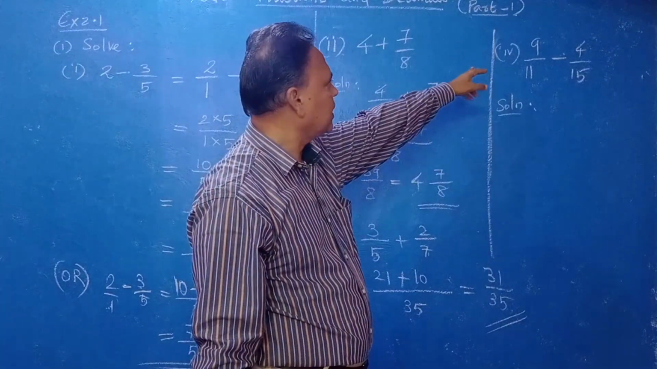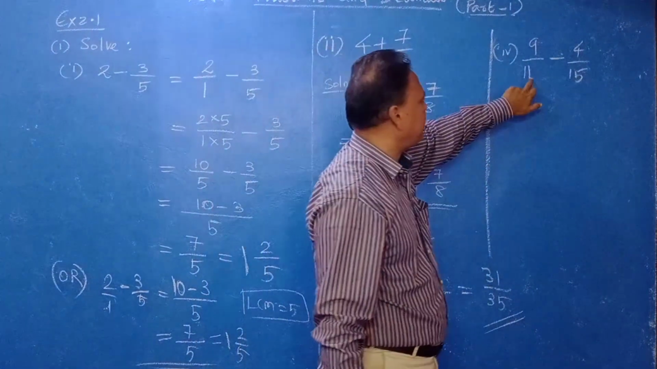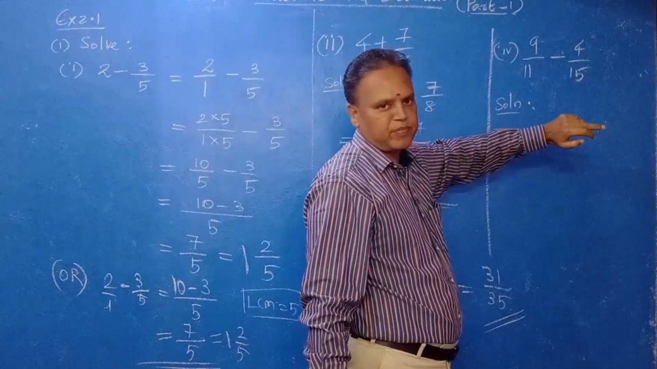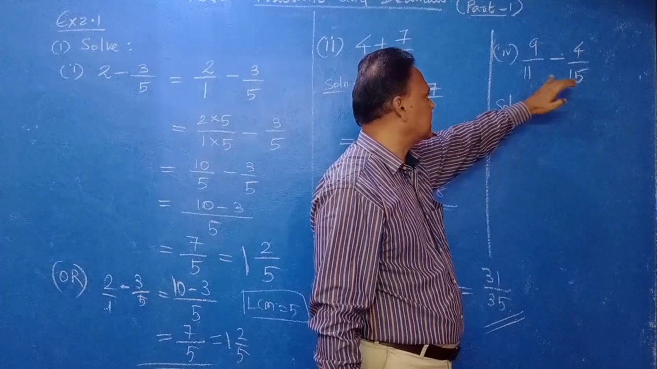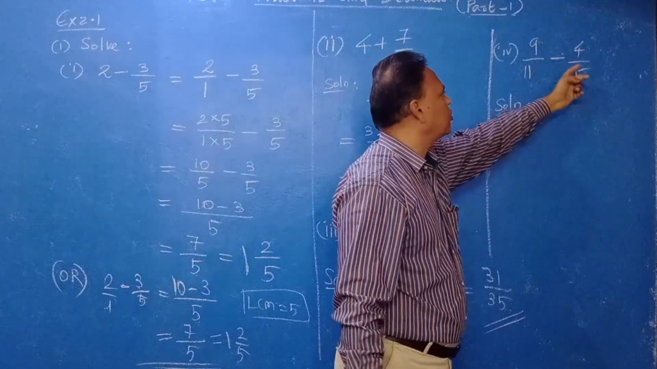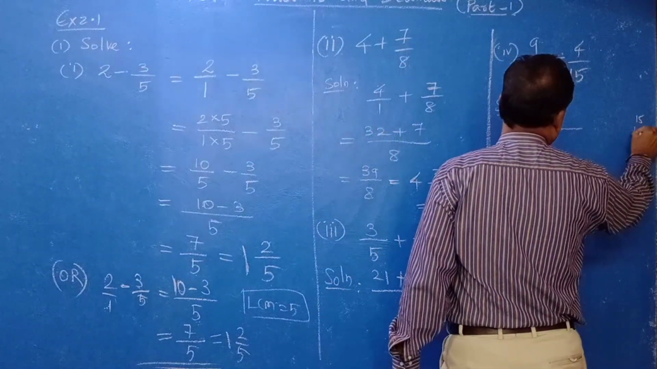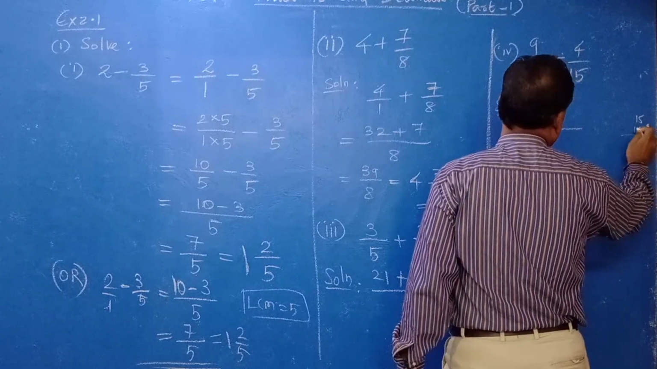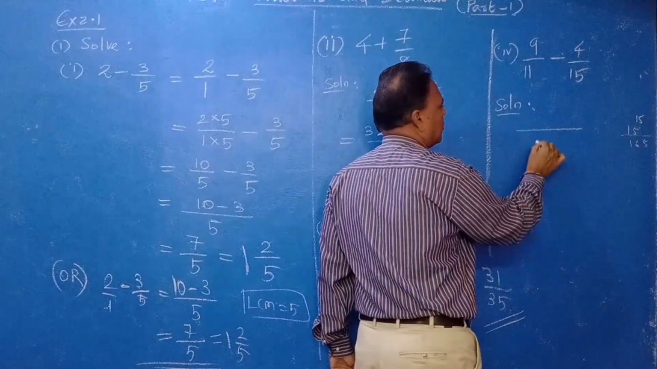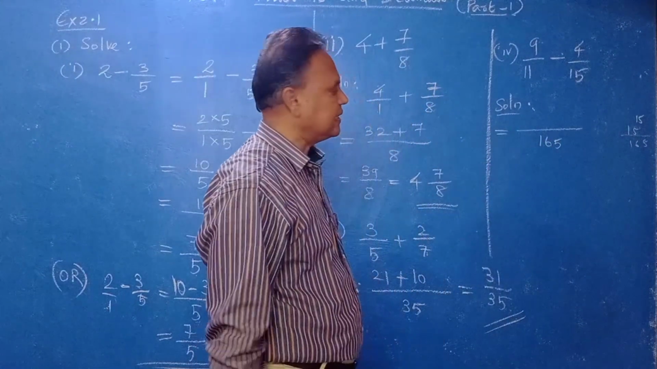You see the next problem. 9 by 11 minus 4 by 15. Immediately see the denominator. How is the denominator? One is a prime number, another one is a composite number. Clear? If you have it like this, you have to multiply both denominators. That means how much? 11 into 15, 165. Write 165 here.